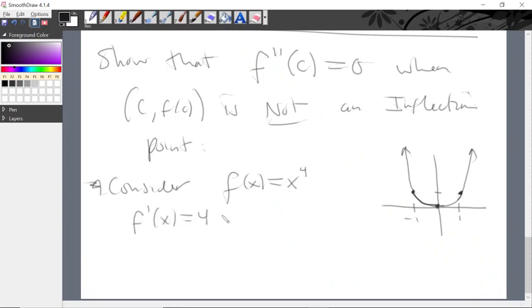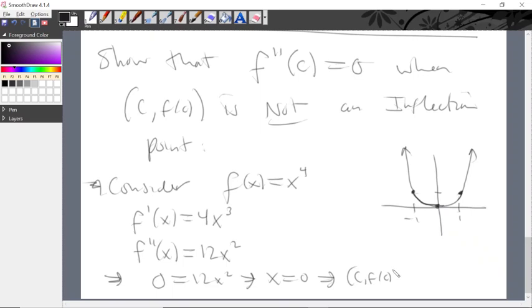Let's take a look at the first derivative first. F prime of x is 4x cubed. And now the second derivative, f double prime of x is 12x squared. Let's find the values where f double prime would equal 0. If we said 0 equal to 12x squared, that would have a solution of x equal to 0. So that means that a point c, f of c on this curve would be the point where c is equal to 0, and f of 0 would be 0 to the fourth, which is also equal to 0. That would be this point right here.